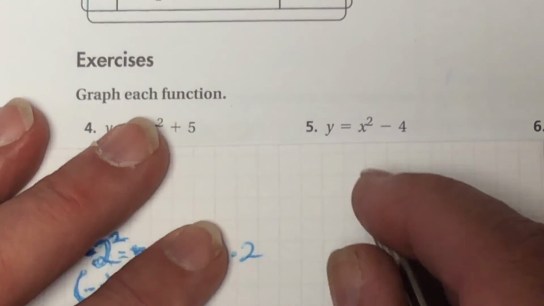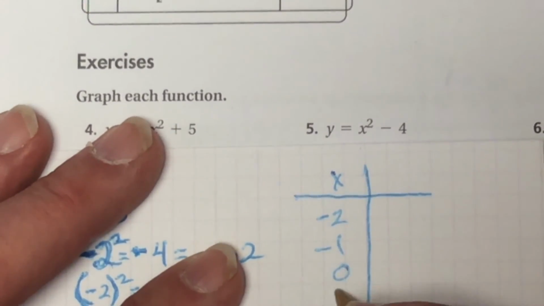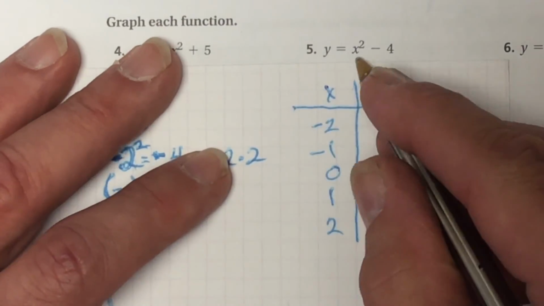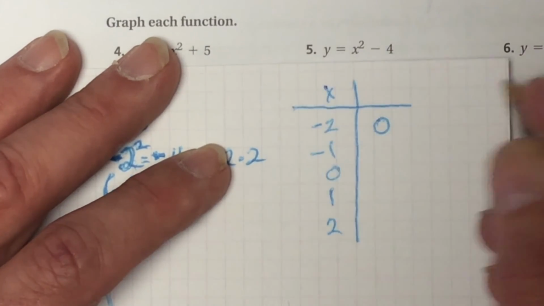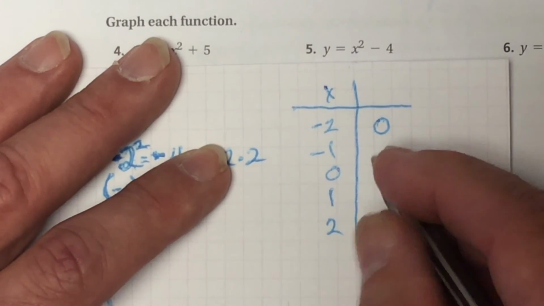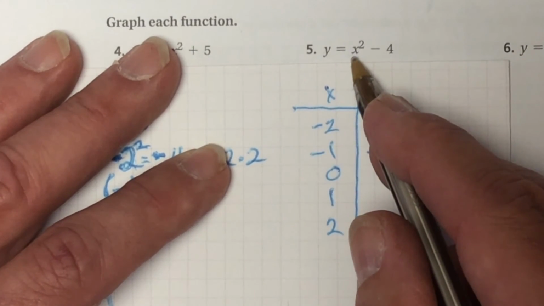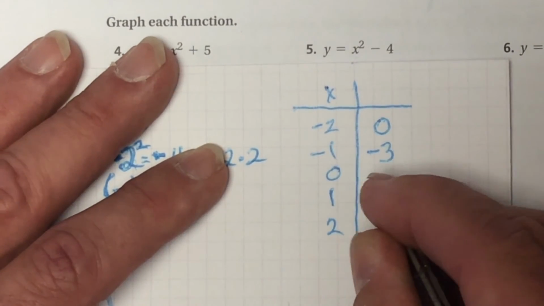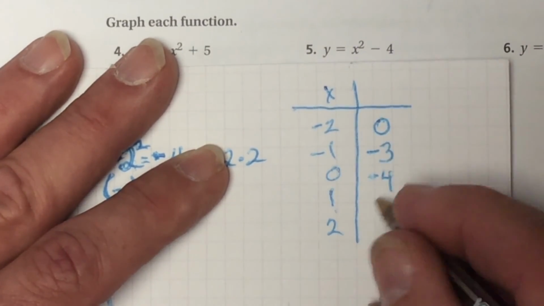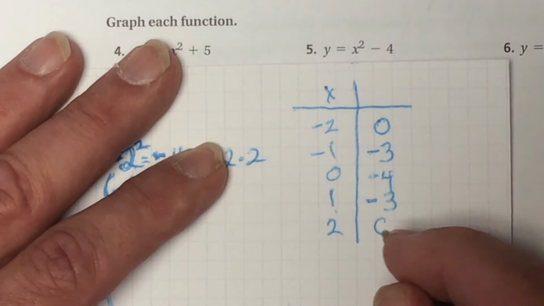And let's do the same kind of thing for a table of values here. Let's have x be negative 2, negative 1, 0, 1, and 2. If I put negative 2 in here, I square it, I get 4. 4 minus 4 is 0. If I put negative 1 in here and square it, I get 1. 1 minus 4 is negative 3. If I put 0 in here and square it, I get 0. So now I have negative 4. If I put 1 in here and square it, I get 1. 1 minus 4 is negative 3, and we have turned around and we are going the other direction.